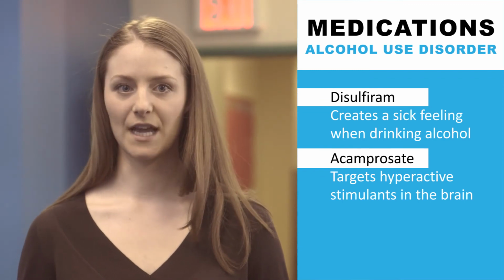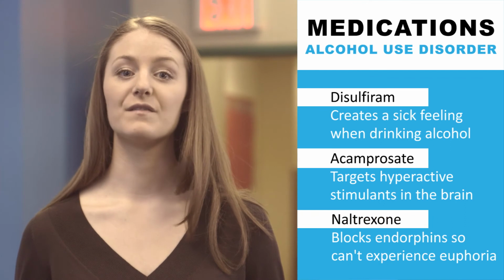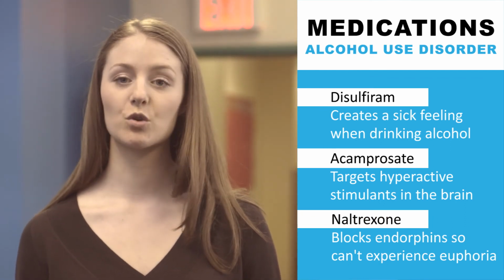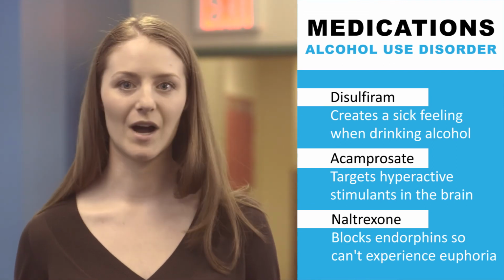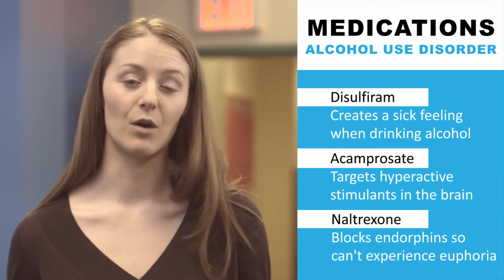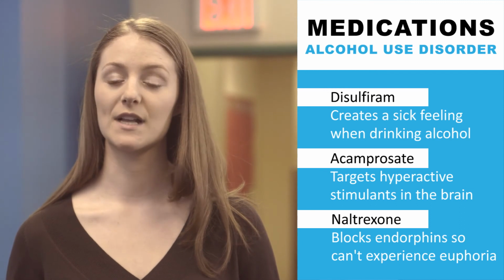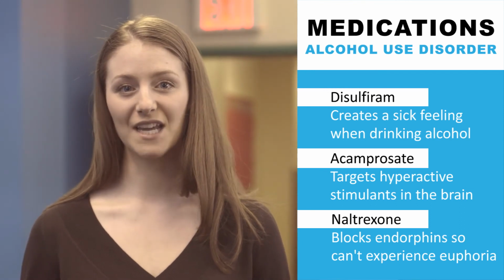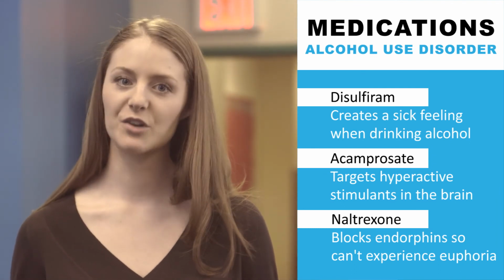The third FDA-approved medication is naltrexone, or Vivitrol or Revia. Naltrexone blocks the endorphin receptors in the brain, so when a person drinks, they don't get a positive feeling. This gives the person a chance to think about whether they want to continue drinking. Naltrexone is available as a daily pill or a monthly injection. The side effects vary based on how the drug is administered, but are generally mild.